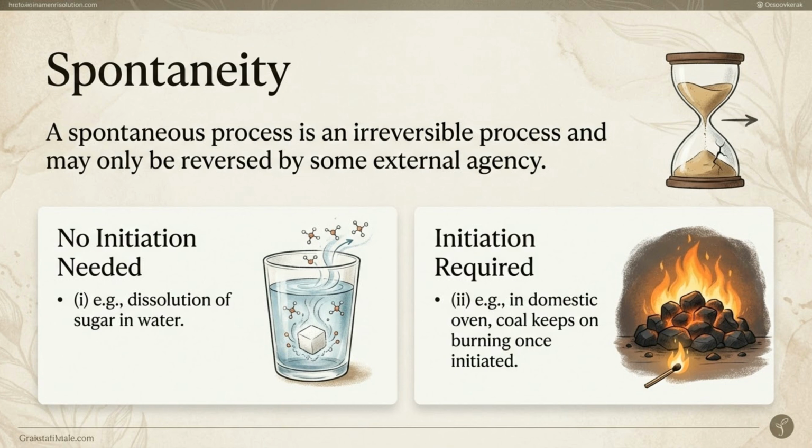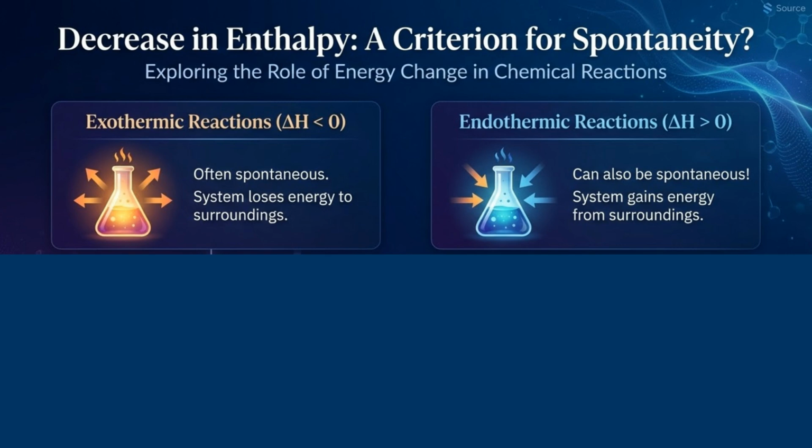A spontaneous process is irreversible and may only be reversed by external action. Some spontaneous processes, like sugar dissolving, need no initiation, while others, like coal burning, require an initial push. Is a decrease in enthalpy a sole criterion for spontaneity?